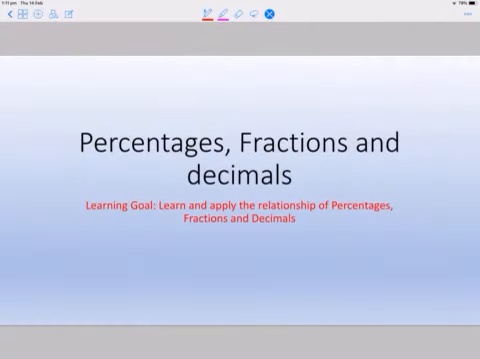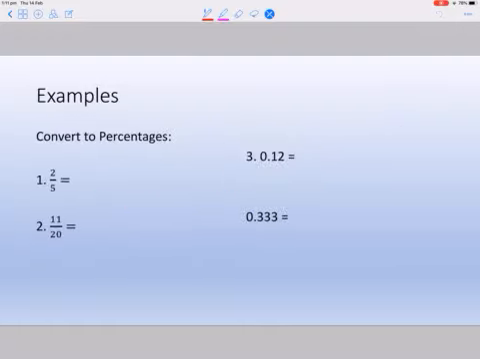Okay, so in this lesson we're going to look at fractions, decimals and percentages, alright? And a lot of this should be a revision of what we've done in year 7 to 10, okay? So we're going to look at the relationship between percentages, fractions and decimals because there's a clear relationship between all of them. The best way to do this is just examples, so let's get straight to it.